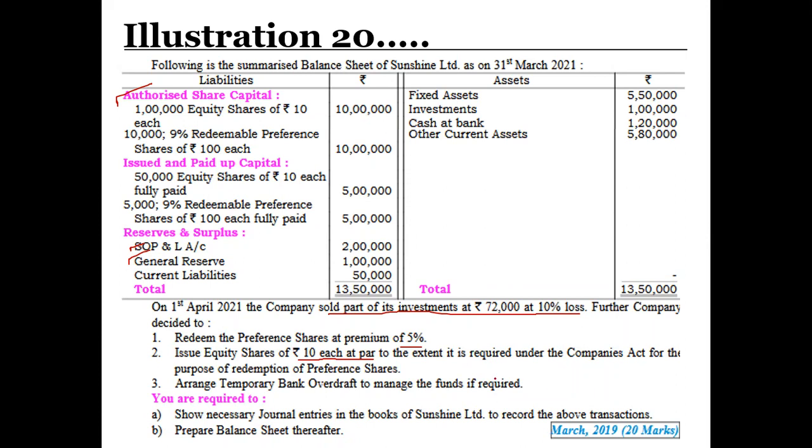First of all, we will see how much divisible profit we can utilize for creation of CRR, and whatever the shortfall, that will be arranged by issue of equity shares of rupees 10 each at par. Arrange temporary bank overdraft if the fund is required. Show necessary journal entries in the books of Sunshine Limited to record the above transactions. Prepare the balance sheet thereafter. Now let's move to the problem sheet.